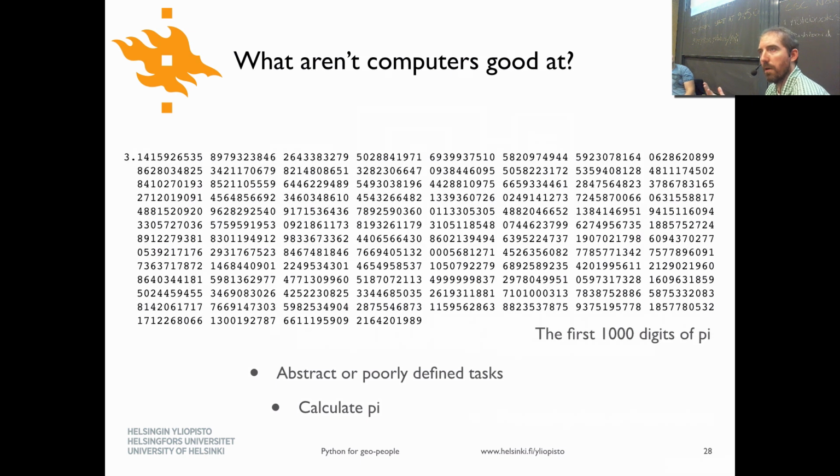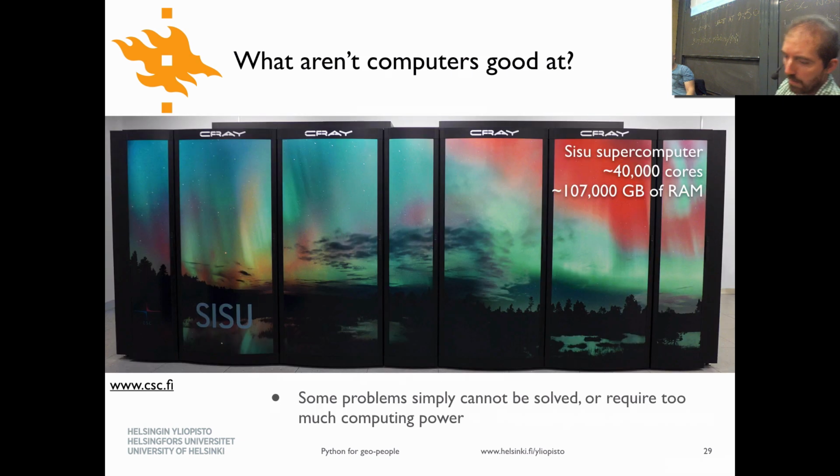Of course, a computer is something that is very good at calculating the value of pi. This is the first 1,000 digits of pi calculated by a computer probably in a fraction of a second. And in this case, all we need is a piece of software that tells it exactly how it's meant to do this calculation, and then all of a sudden it's like that.